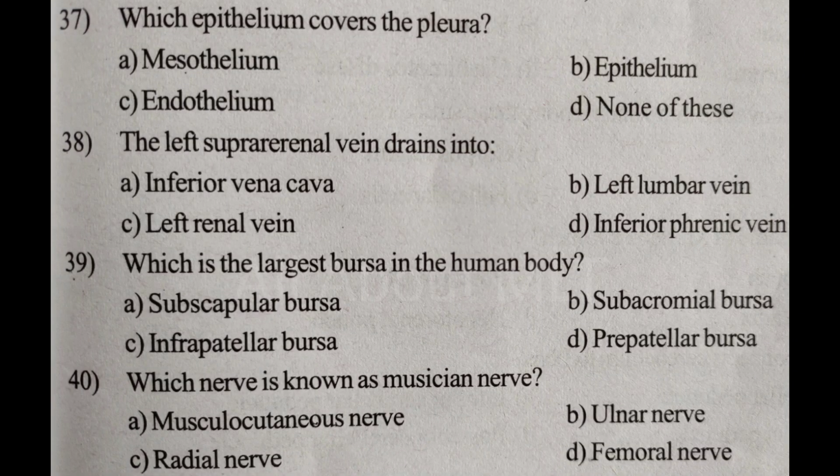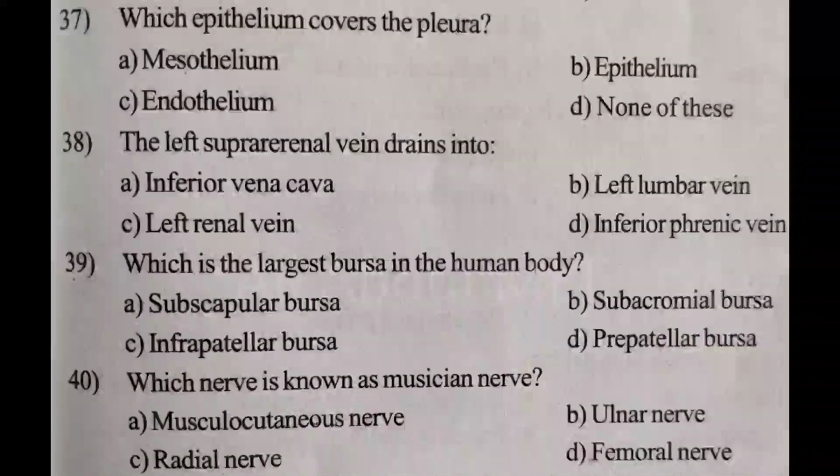The left suprarenal vein drains into option A, inferior vena cava. Option B, left lumbar vein. Option C, left renal vein. Option D, inferior phrenic vein. Answer is option C, left renal vein.